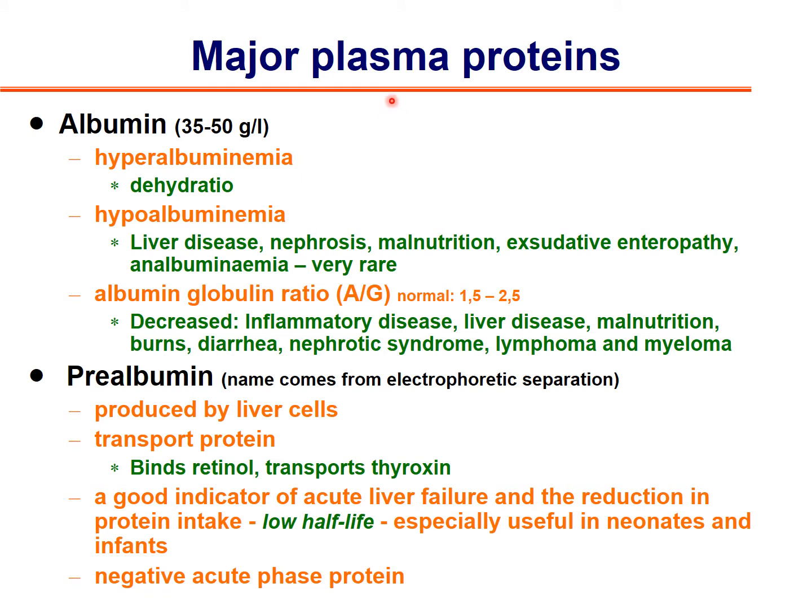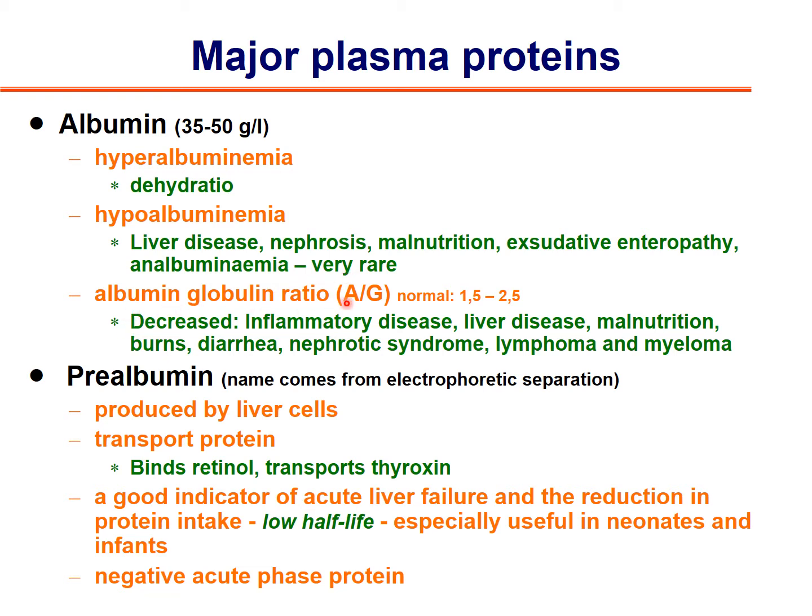Let's see the major plasma proteins. The biggest amount of protein that we have in our blood is albumin. The concentration ranges from 35 to 50 grams per liter. Hyperalbuminemia usually is due to dehydration, when we lose, for example, fluid, mostly water, in hypotonic solution, in sweating, or that evaporated. And we could have hypoalbuminemia, mostly due to a synthesis problem or loss of protein, such as liver disease, in cirrhosis for example, or nephrotic syndrome, malnutrition, or exudative enteropathy. Analbuminemia is very, very rare.